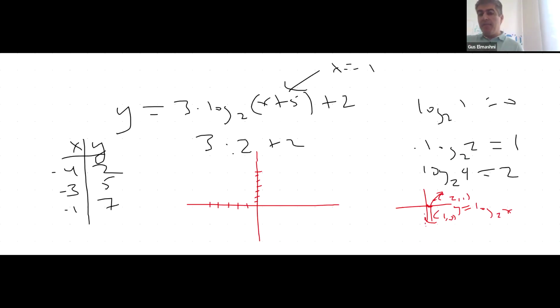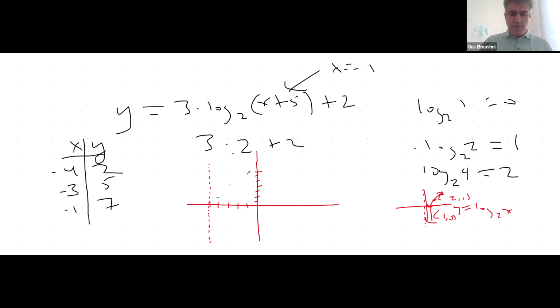Because I shifted 5 left, where's my vertical asymptote now? I've got to go 5 left, exactly. There's my vertical asymptote. And then if I just plot the points, it makes sense: (-4, 2), (-3, 5), (-1, 7).